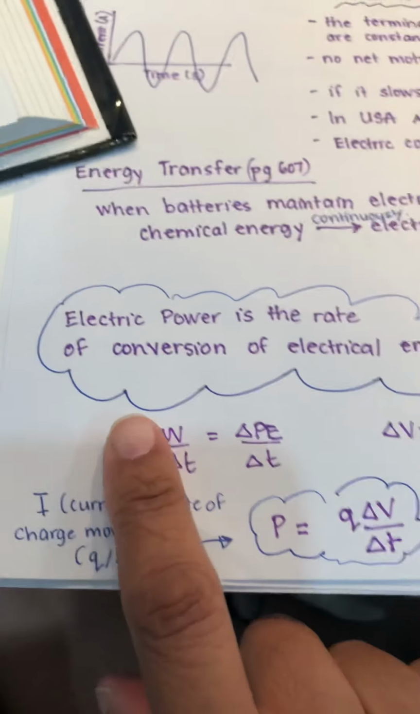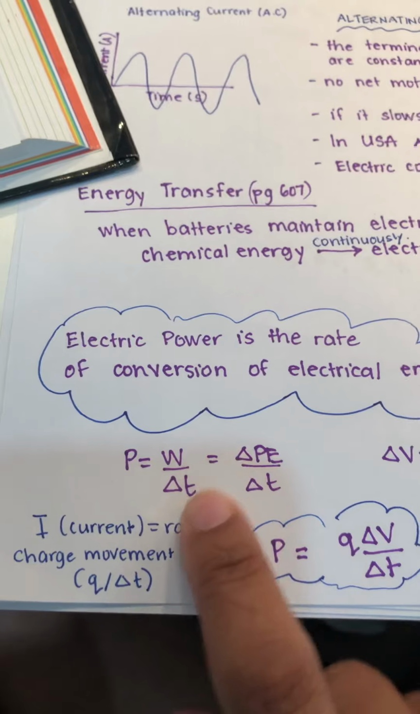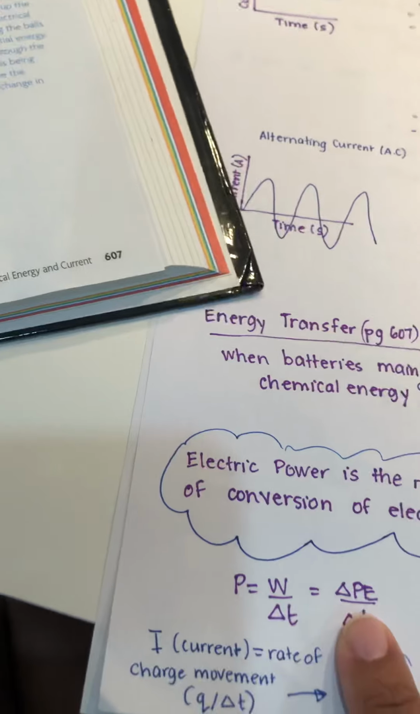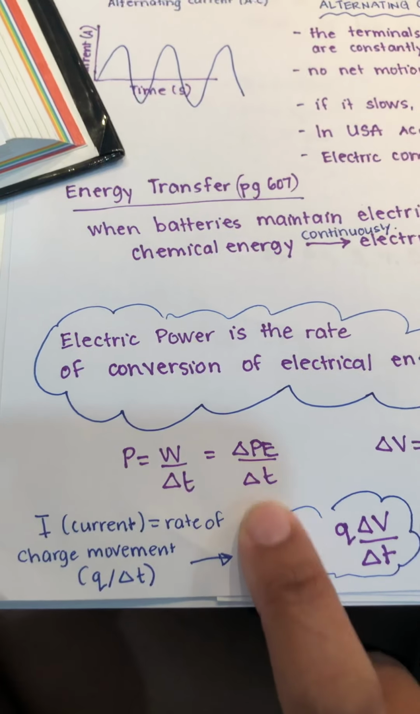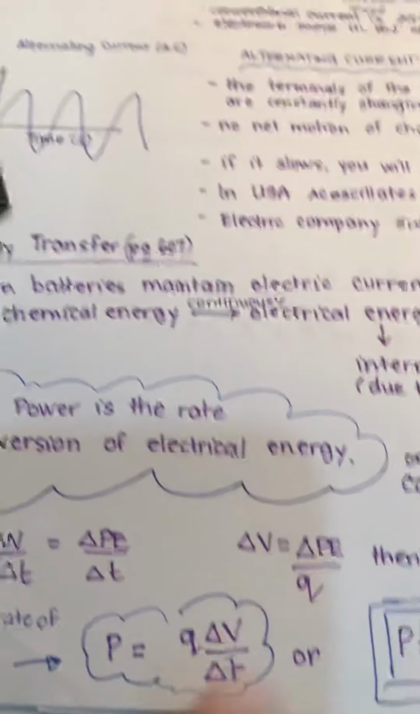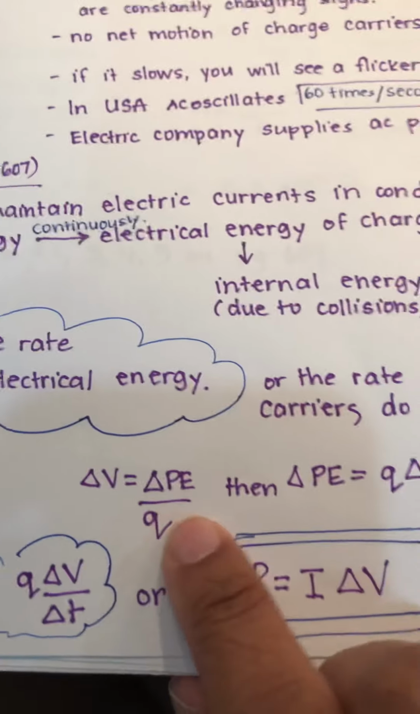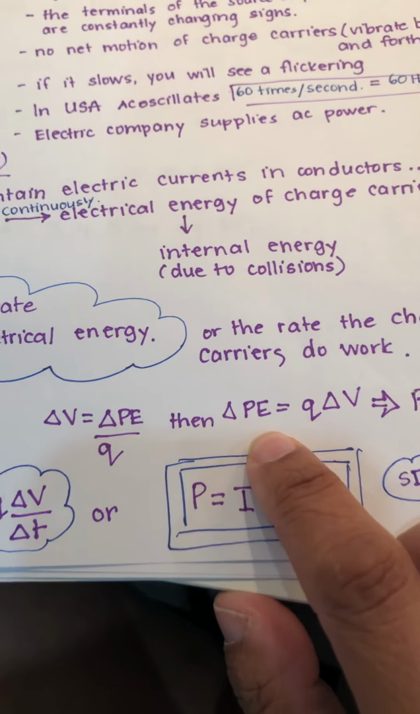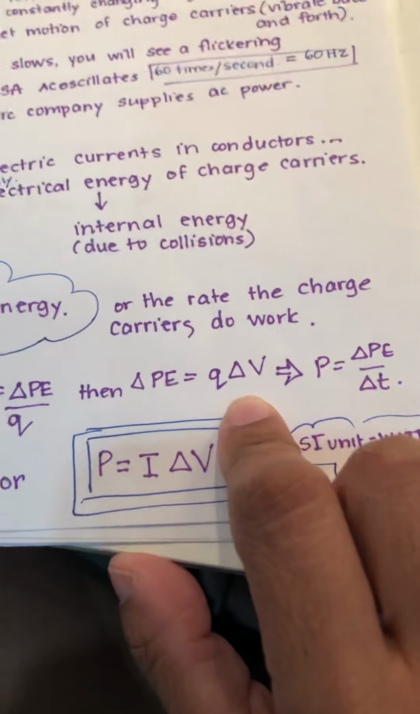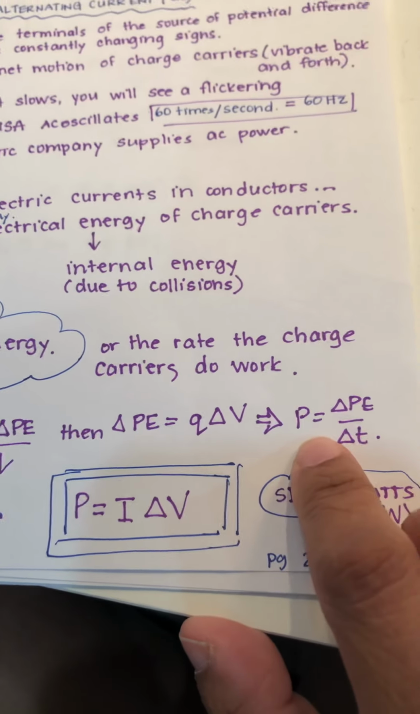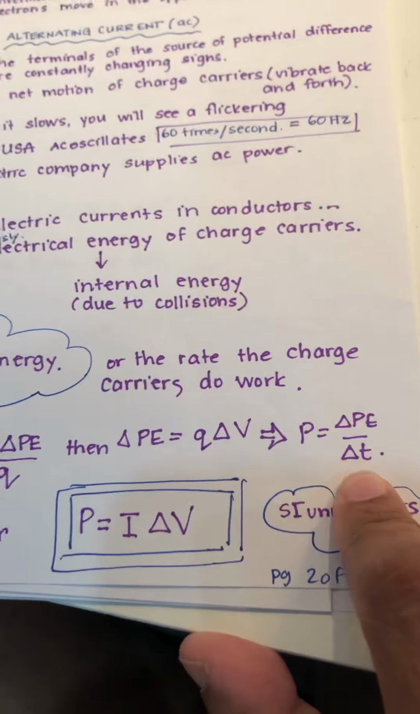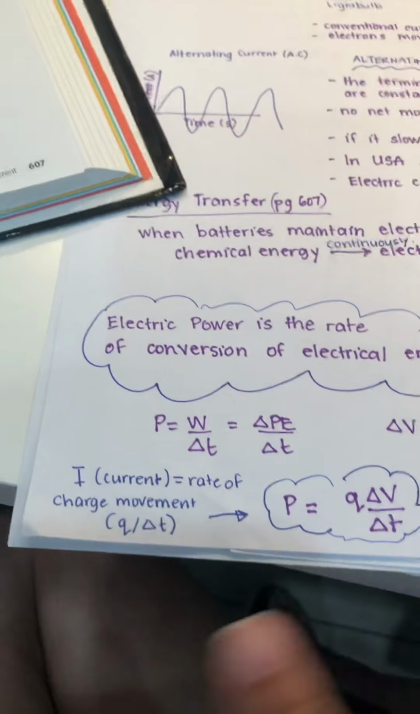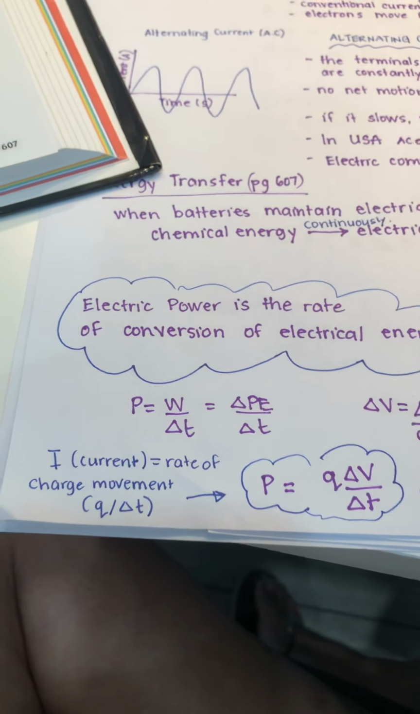So having said that, power is going to be work over change of time, and that is the change of potential energy over delta T, change in time. And since delta V is equal to delta PE over Q, then delta PE, potential energy, equals Q times the change in V, which goes to P is equal to change in potential energy over time. And then you can go in, and the book goes through all of this, remembering that current is the rate of change of movement, Q over delta T.